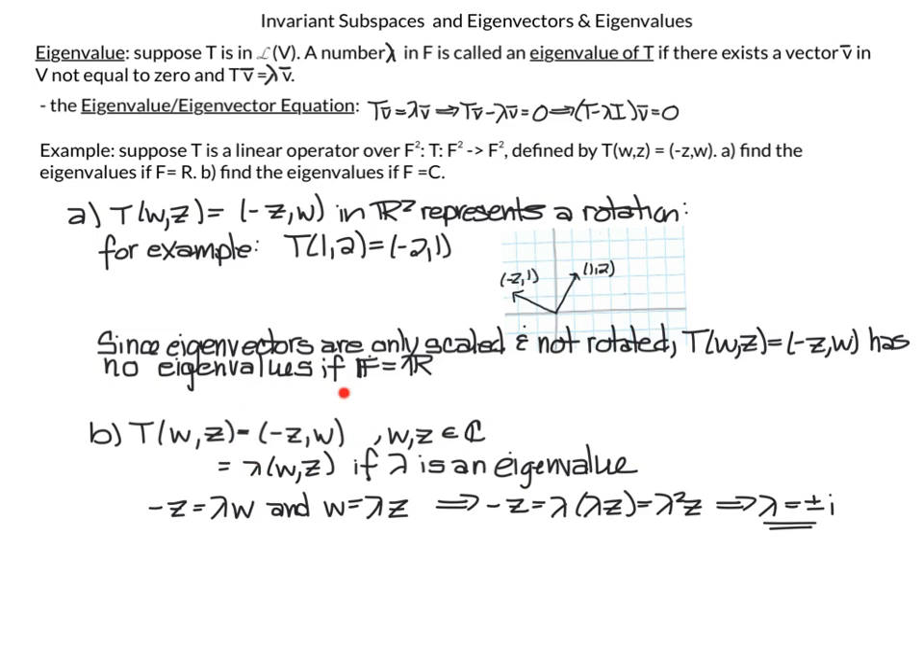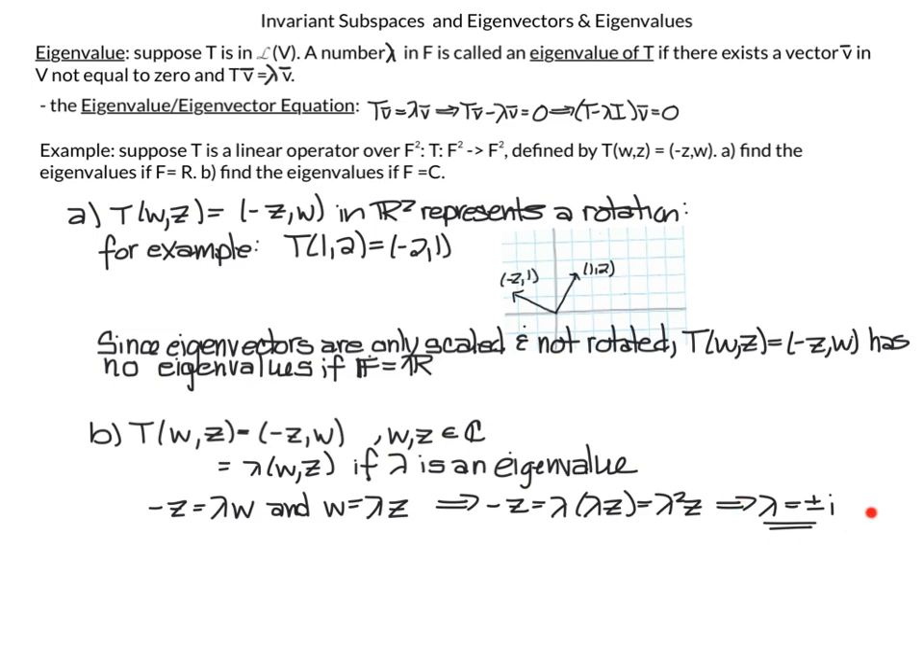Setting these two equal, that will imply that our negative Z is equal to lambda W, and W is equal to lambda Z. Plugging in this W, lambda Z, into this equation, we get minus Z is equal to lambda times lambda Z, which means minus Z is equal to lambda squared Z, which gives us lambda is equal to plus or minus i. And here's the problem that we have when we try to do this problem in the real numbers. We don't have a purely real solution. We only have this imaginary solution.